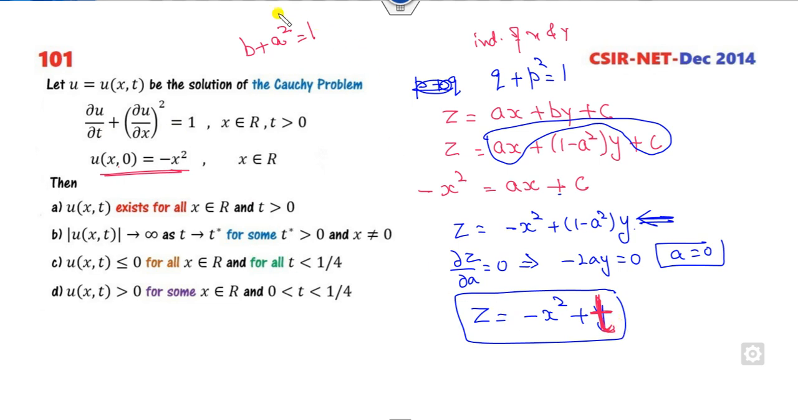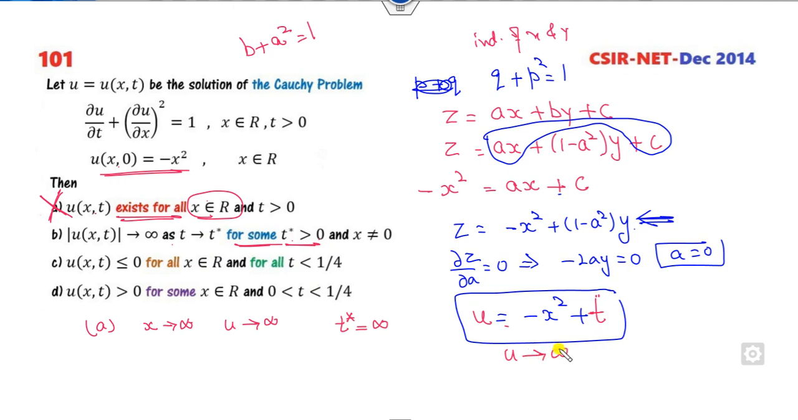Now you can see how you can write that. This is x, this is u, this is my t. Now you can see u(x, t) exists for all x. So first option, if I take x as infinity, u goes to infinity, because for all x, so it does not exist, cancel out. For some t which is greater than 0, if I consider this as infinity which is greater than 0, satisfied, so what will happen?